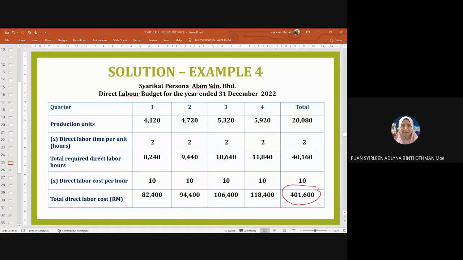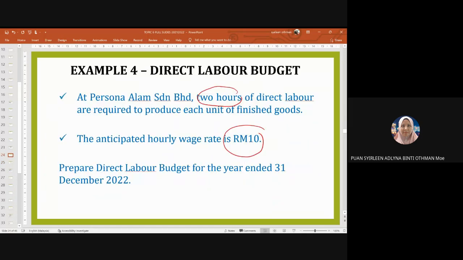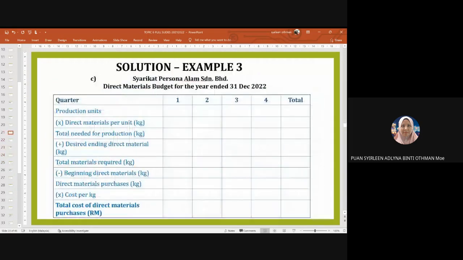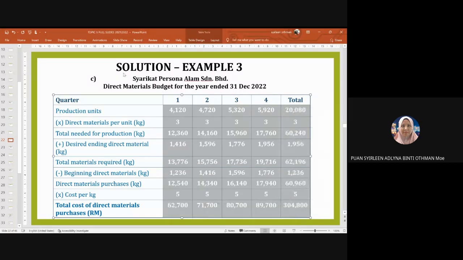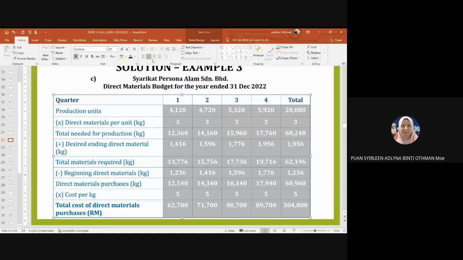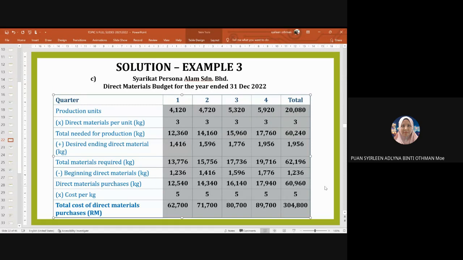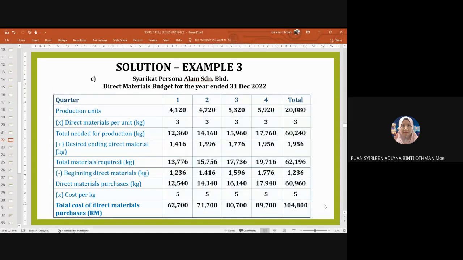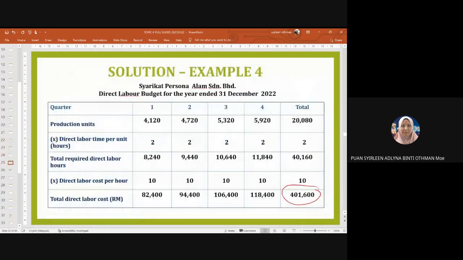Scroll up a bit. Just now you were calculating the direct materials, this is the direct material purchase. And here you are calculating the direct labor cost. So this is actually how you get the figures to determine the product cost per unit, by actually using the budget.